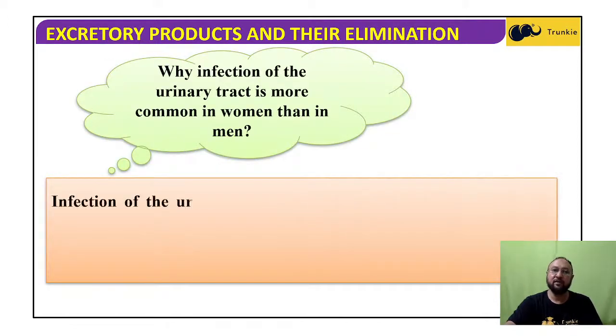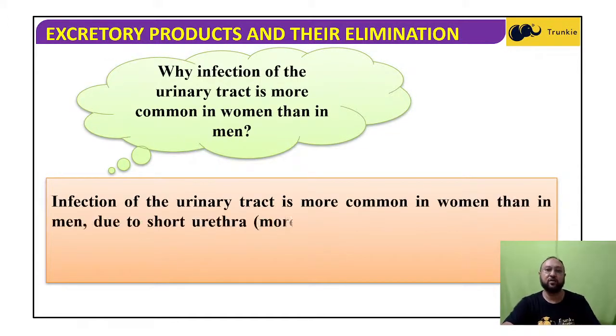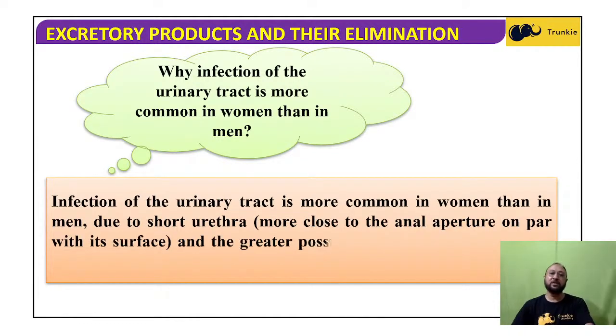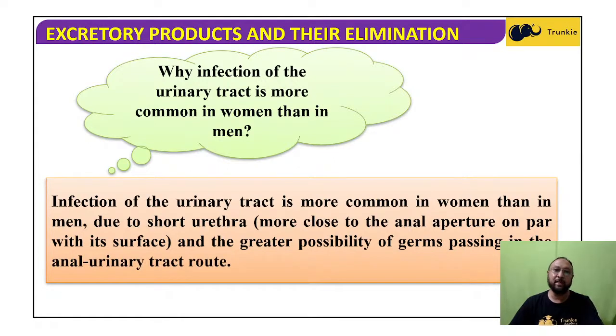Why is infection of the urinary tract more common in women than in men? Because of the short urethra, which is closer to the anal aperture, and the greater possibility of germs passing into the urinary tract. In case of men, the penis is long, and the distance from the anus to the urethral opening is a little far, but in females it is just close by, so there is more chance of urinary infection in women.